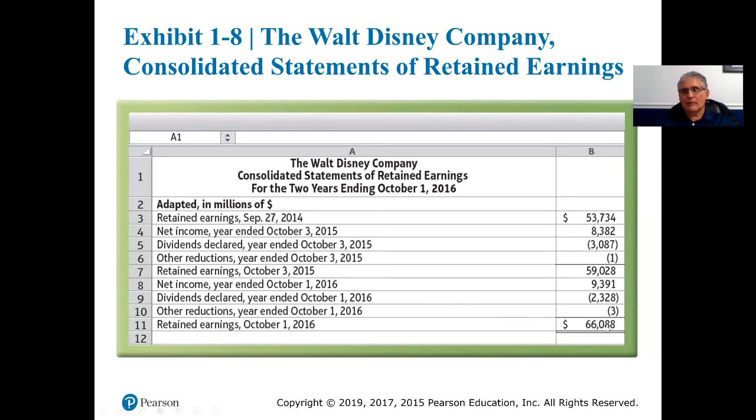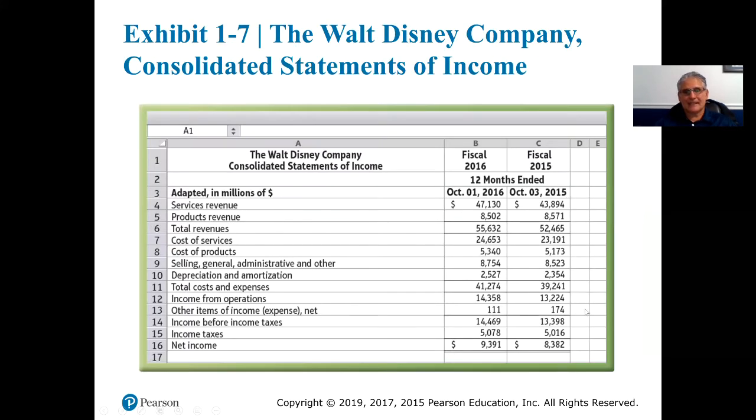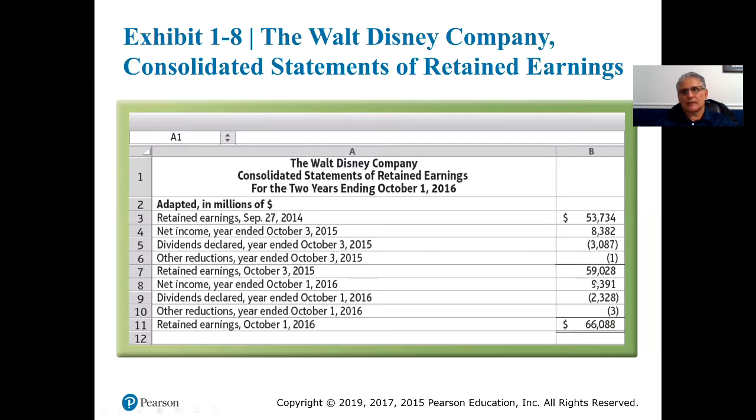Now the company started off the fiscal year on October 3rd, 2015. This is what they started off with, 59,028 million. They had income for the year of 9,391. That number came from where? Let's go to the previous slide. 9,391 million. The income statement was developed first, and that helped them generate the statement of retained earnings. So this number comes from the income statement.